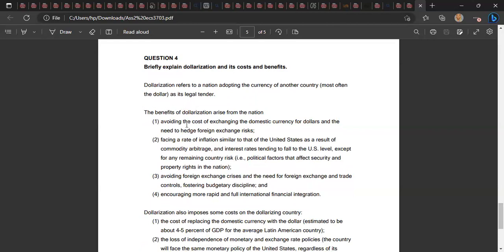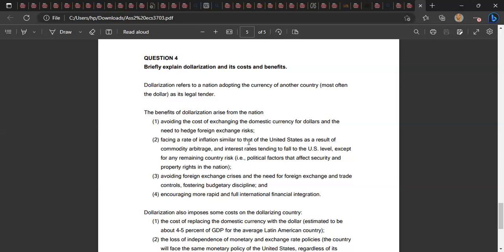So what are the benefits of those? Avoiding the cost of exchanging the domestic currency for dollars and the need to hedge foreign currency exchange risk. We'll talk about some of the ways in which you can hedge against foreign currency risk in the next session. I think we have questions here. They normally ask you definitions of currency options, maybe what hedging is, futures, and the likes, a forward exchange contract, you see.